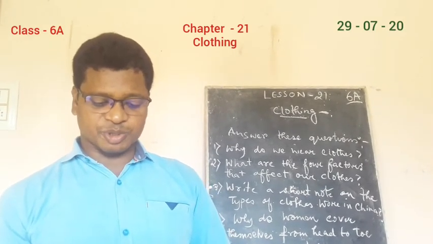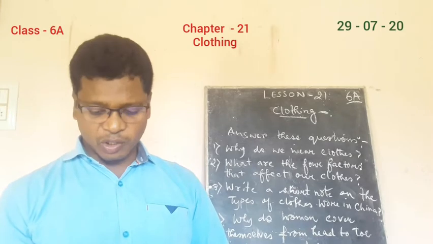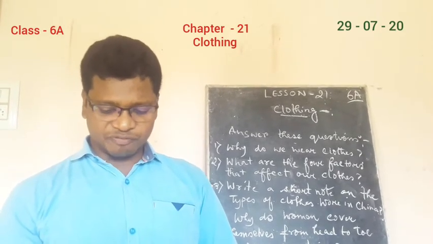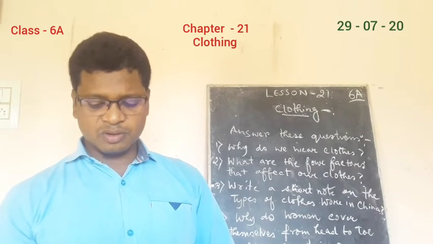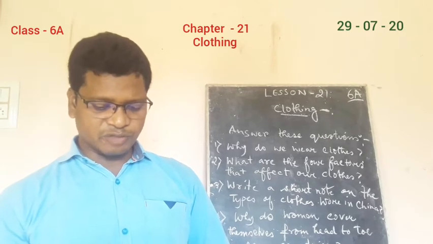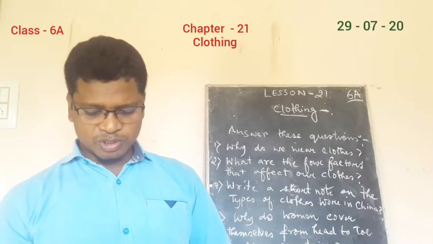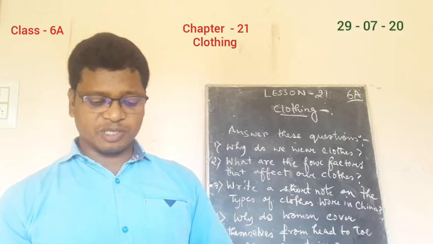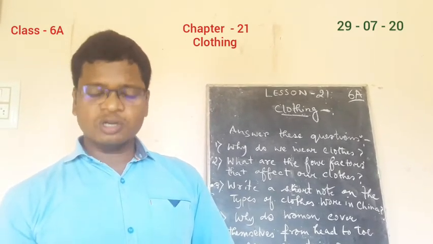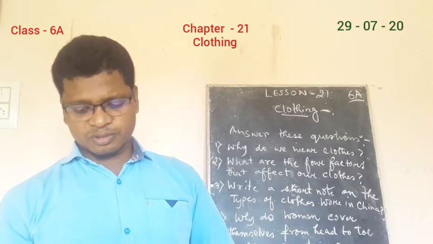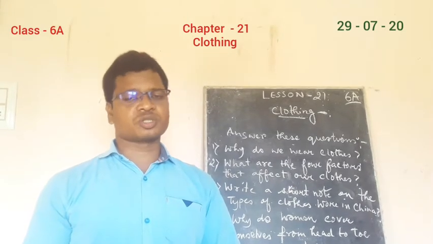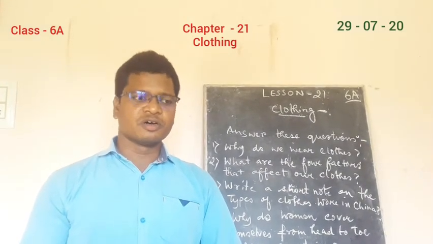People in different countries use different materials for making clothes. In cold countries, people wear thick clothes made of wool or animal skin, while in warm countries, cotton clothes are preferred. So here we can see that it depends on the weather also. In warm countries, people like to wear cotton clothes, which are very comfortable for them.